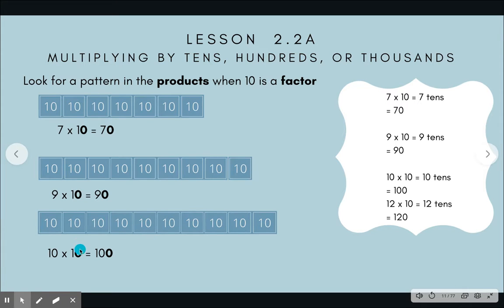What you'll notice in each of these is that the number 10 has 1 zero. When you're multiplying it by another number, you'll notice there's 1 zero in the product. So 10 is a factor, and the product in 7 times 10 is 70. 10 is a factor in 9 times 10, and here's the product, 90. 90 has 1 zero, and also 10 has 1 zero.